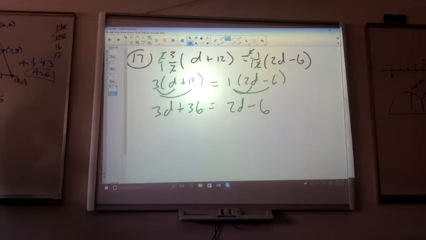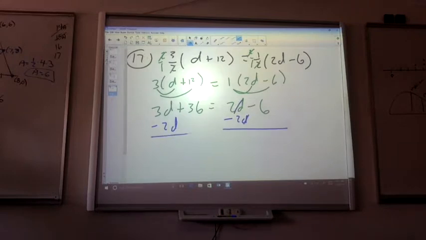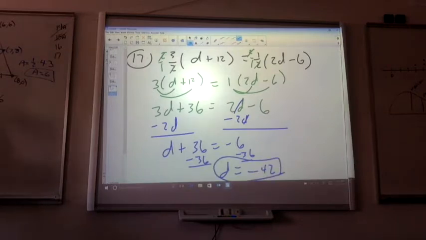Looks like I can solve for d, so I'll subtract the 2d, bring it over, which will just allow us to have d on one side, which is nice. So those cancel. That gives me d, or 1d. And then subtract 36. So d is equal to negative 42. Any other questions from that 1 through 22?